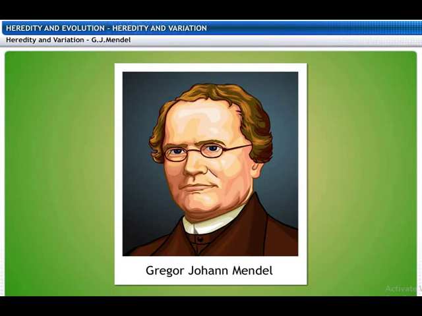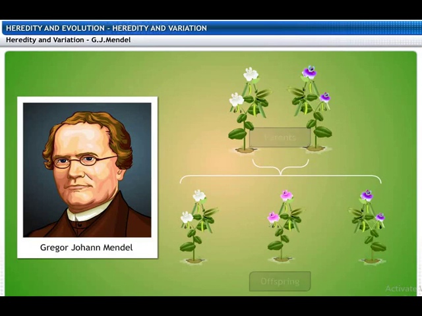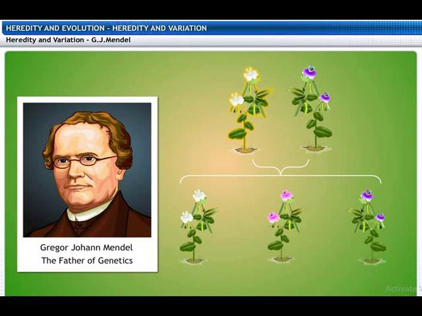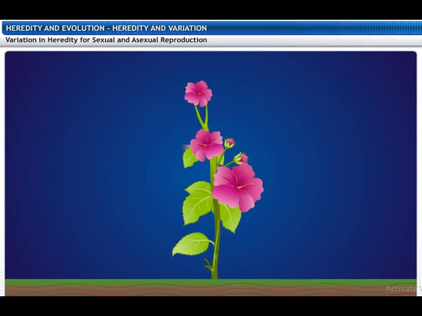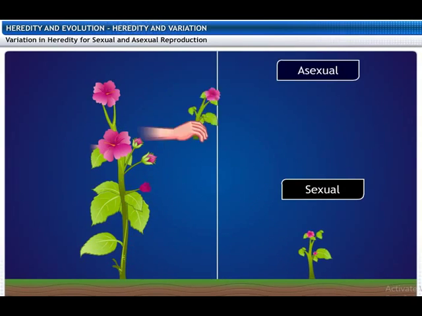Gregor Johann Mendel was the pioneer among geneticists who discovered the concept of inheritance of characters or traits from parents to offspring. He proposed the principle of inheritance and is known as the father of genetics. He experimented with pea plants and found variations among them. Later, these variations were found to be genetic variations. Variations in heredity occur during sexual as well as asexual reproduction.